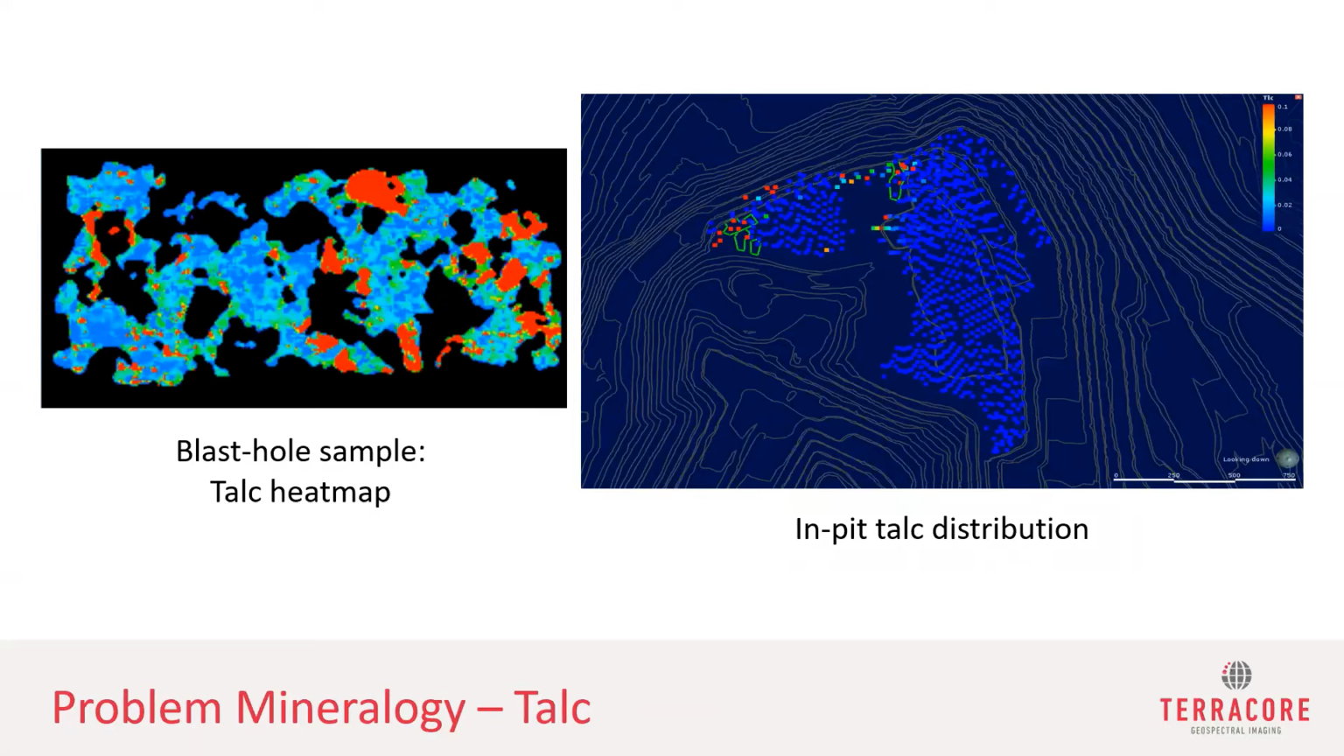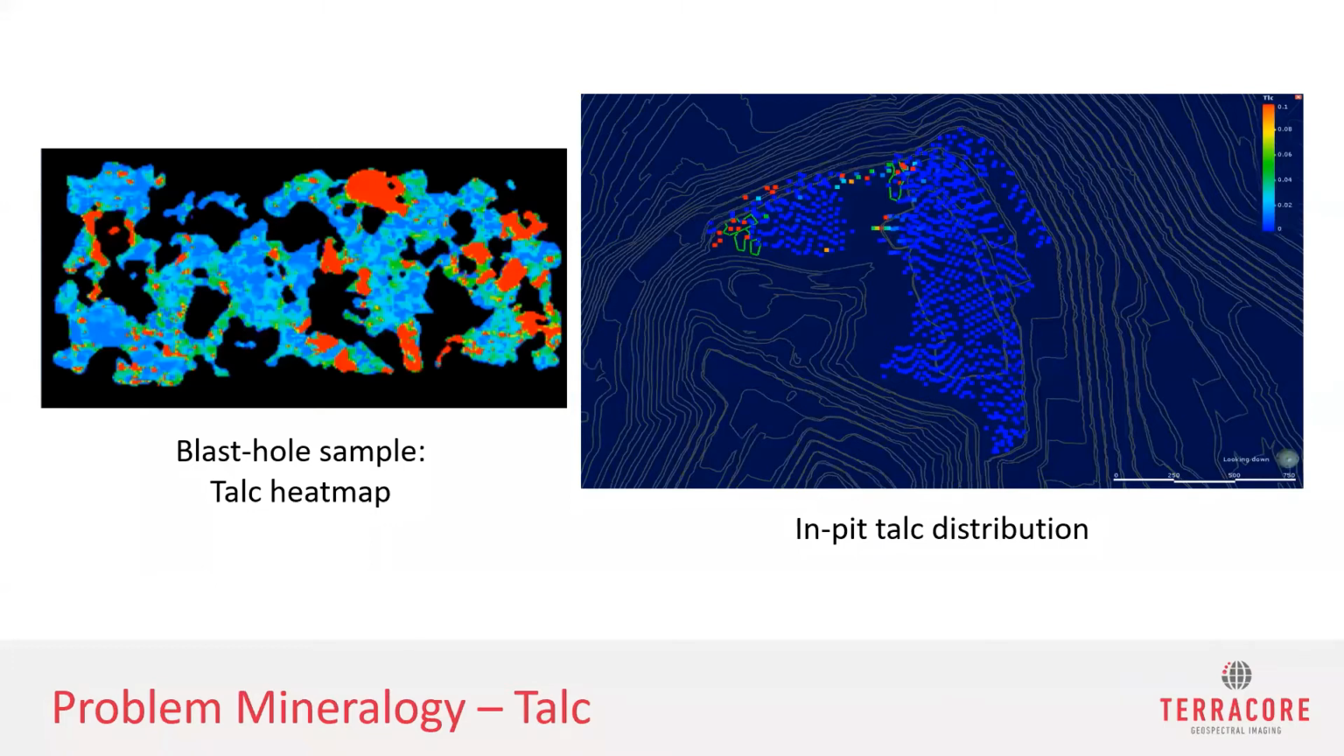What we've done is taken blast holes, imaged those. You can see on the left is a talc heat map where we've got red, that's pure talc, and where we've got those dark areas, there's actually sample, but there's just no talc present. So what we can do then is agglomerate all of that information from that image, give it a number, give it a talc score, and then we can plot that back into the pit.